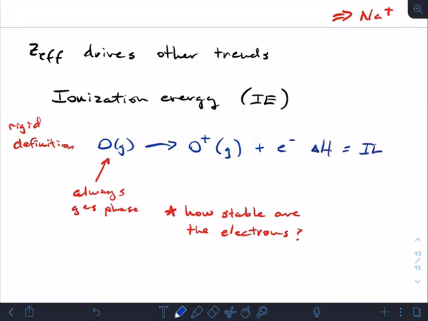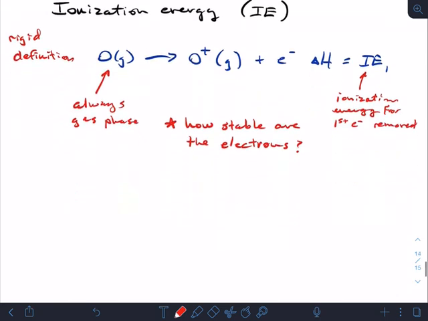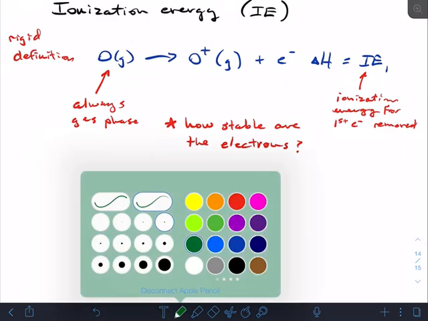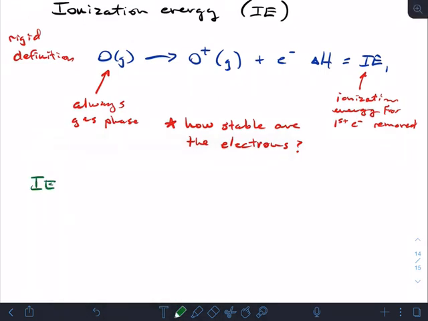And with this definition, we'll have an associated enthalpy, delta H equals IE1. And what that really means is that is the ionization energy for the first electron removed. So when dealing with ionization energy, we're always concerned with how stable are the electrons on the outside.